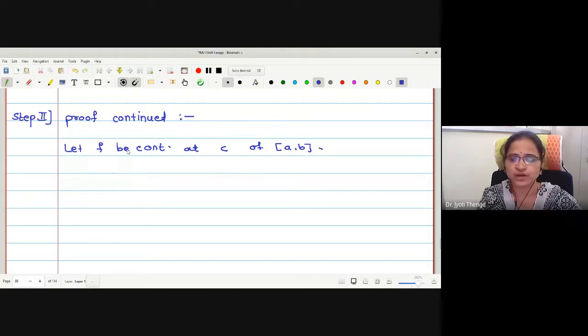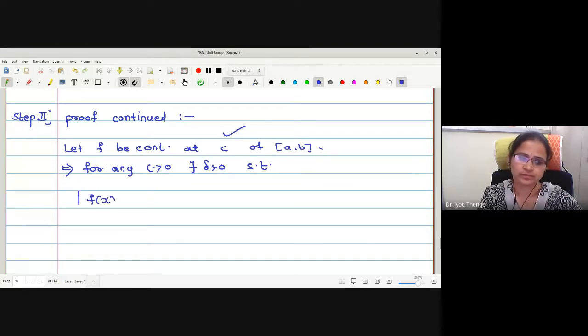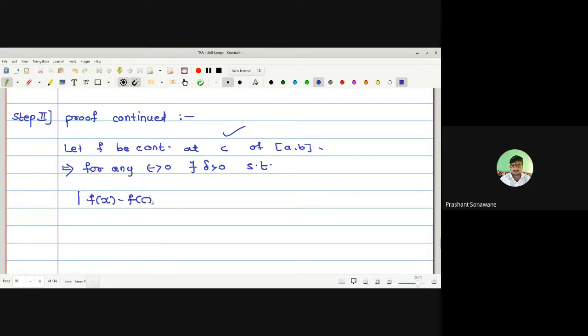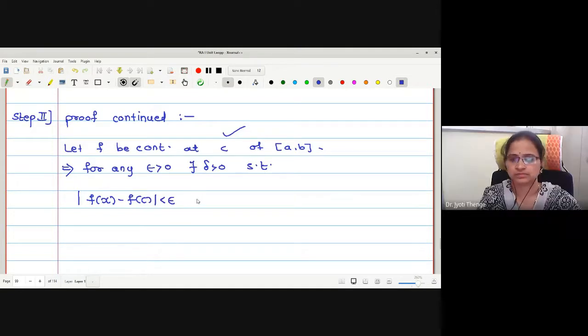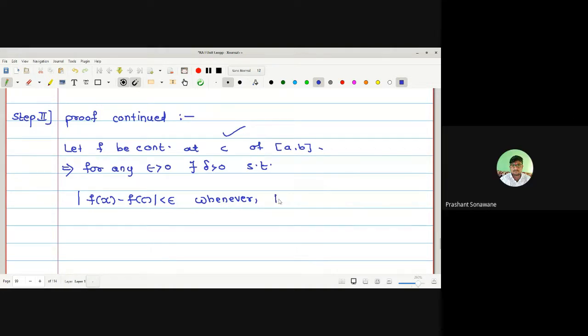What is the definition of function continuous at the point C? Epsilon delta definition. For any epsilon greater than 0, there exists delta greater than 0 such that mod of f of x minus f of c less than epsilon whenever mod of x minus c less than delta.